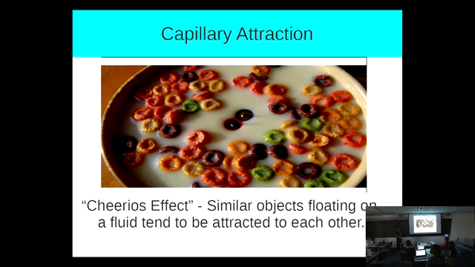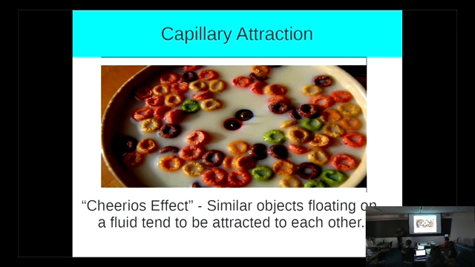Okay, so a final application of surface tension. If we have multiple floating particles on an interface, they'll experience a force. If we have similar particles, it will be an attractive force. So here we have these Cheerios, or I guess Fruit Loops, and they're all attracted towards each other. This is why we get this clumping of our breakfast cereal in the morning.